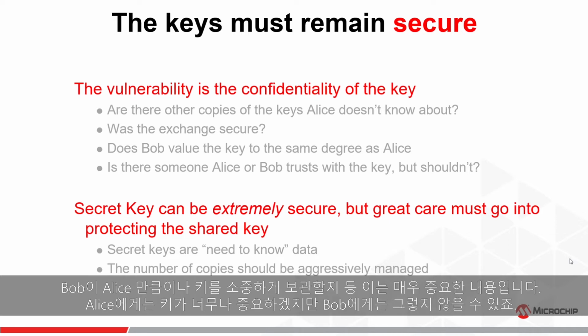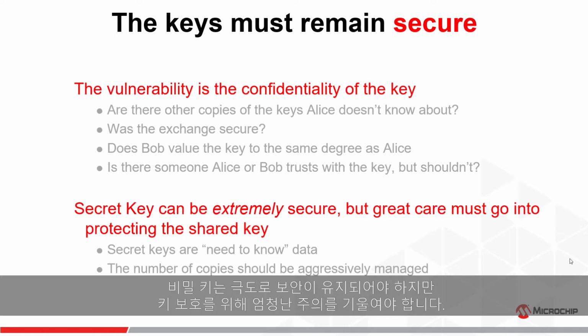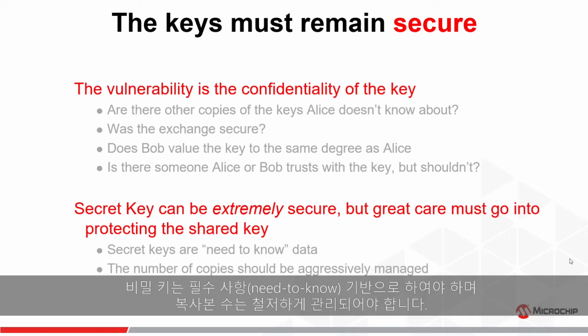This is a very important point. Maybe Alice thinks this key is incredibly important, but Bob not so much. Is there someone Alice and Bob trusted with the key, but they shouldn't have? Secret keys can be extremely secure, but great care must go into protecting the key. Secret keys are on a need-to-know basis, and the number of copies should be aggressively managed.